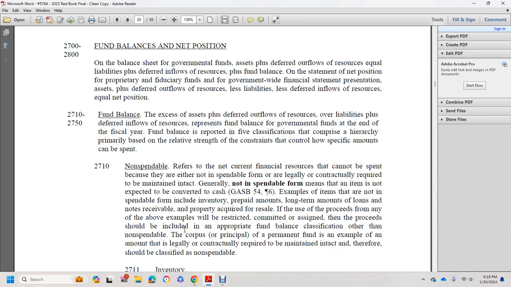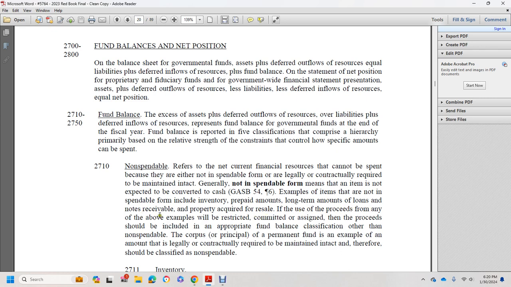2710, non-spendable. Non-spendable fund balance refers to the net current financial resources that cannot be spent, either because they are not in spendable form or because they are legally or contractually required to be maintained intact. Not in spendable form means that the item is not expected to be converted to cash. Governmental Accounting Standards Board 54, paragraph 6. Examples of items that are not spendable include inventory, prepaid amounts, long-term amounts of loans and notes receivable, and property held for resale.